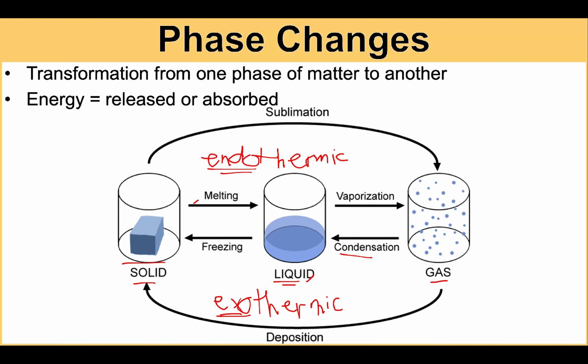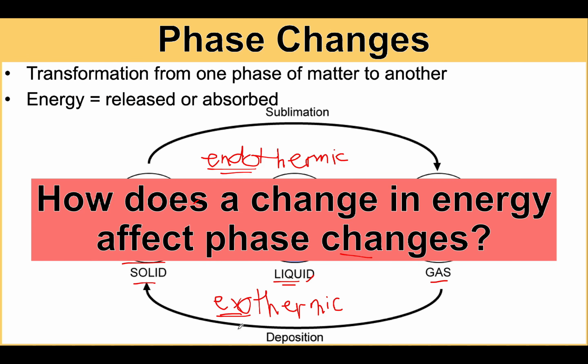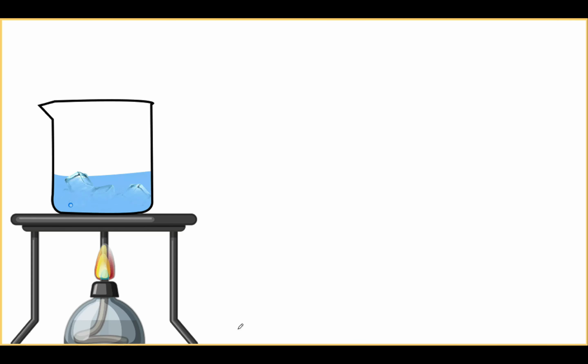Now the question is, how does a change in energy affect phase changes? I think we should have that conversation. To answer that, let's have a scenario. Imagine having blocks of ice and you put it over a Bunsen burner. When the system, or ice in this case, is heated, energy from the heat of the Bunsen burner is transferred into it. Now, there are two things that can happen.